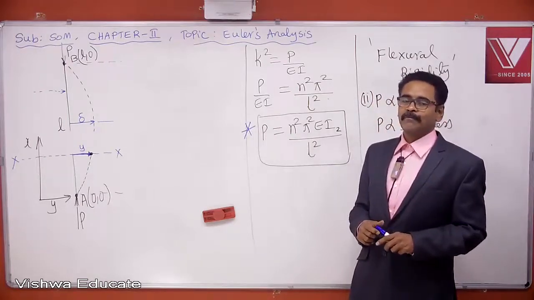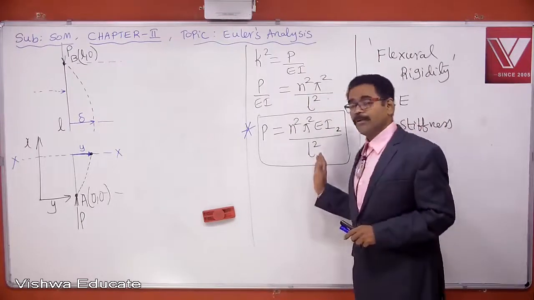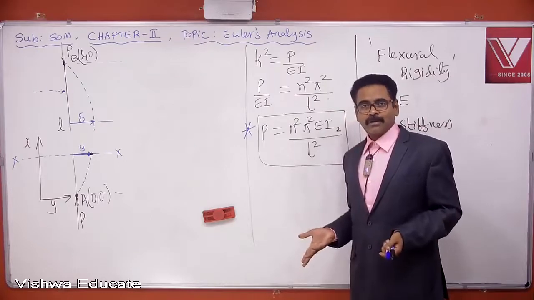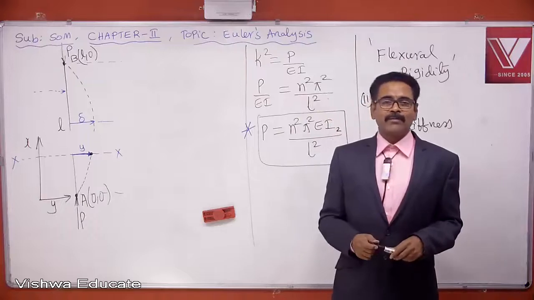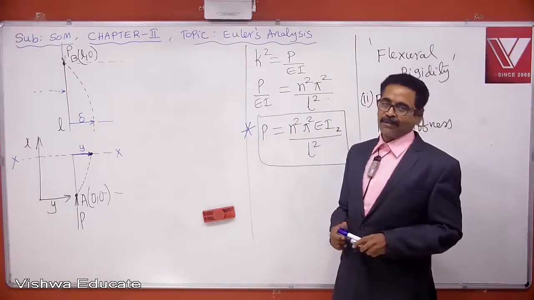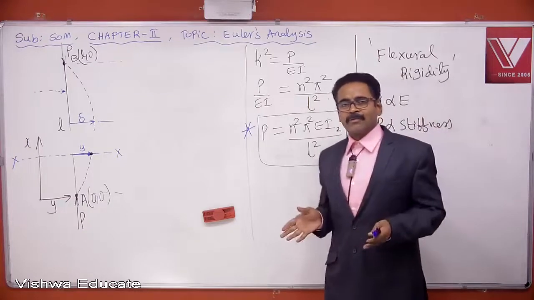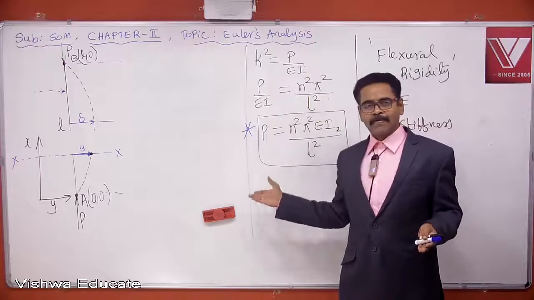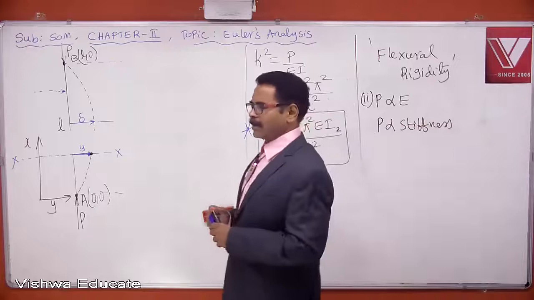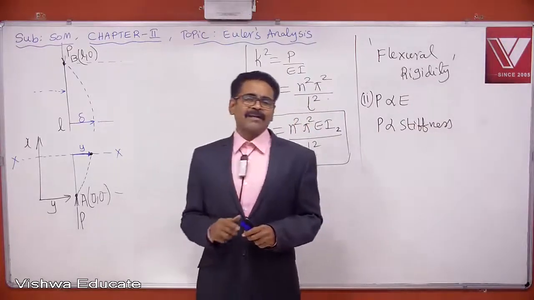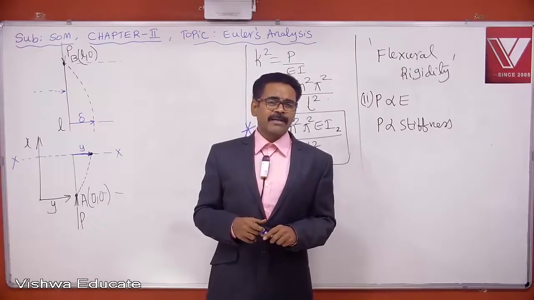If L is double, critical load becomes 1/4 of original critical load. Another option, if length is decreased to half, what will happen to critical load? If L becomes L by 2, critical load will become 4 times. If L is decreased to L by 3, critical load becomes 9 times. If L is decreased to L by 4, critical load becomes 16 times.